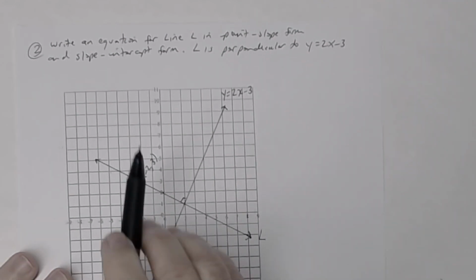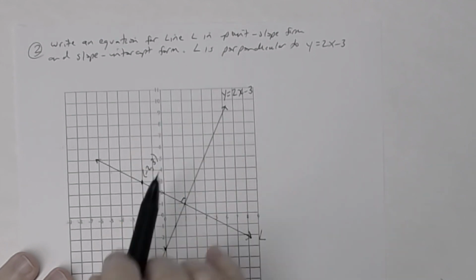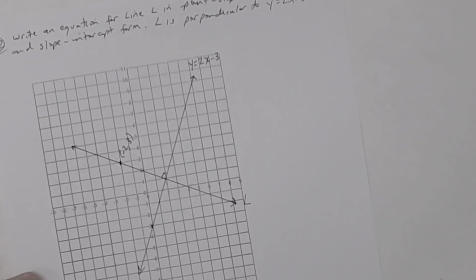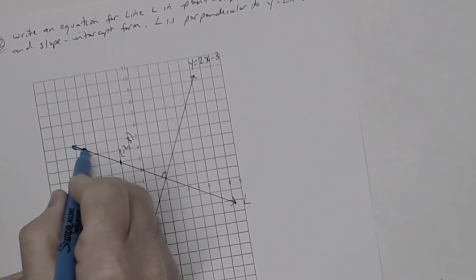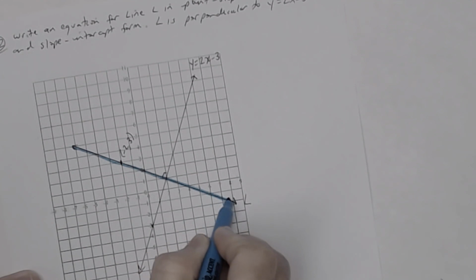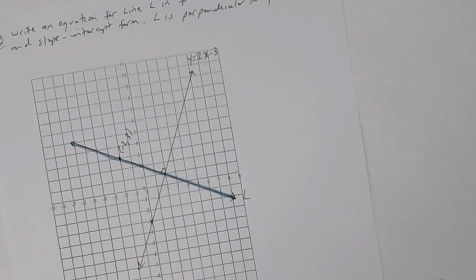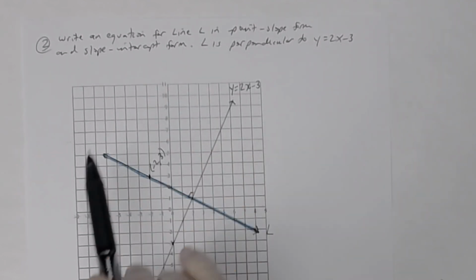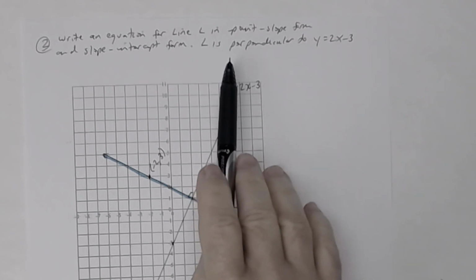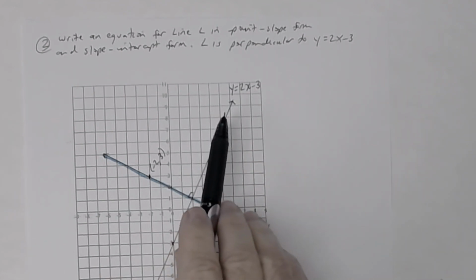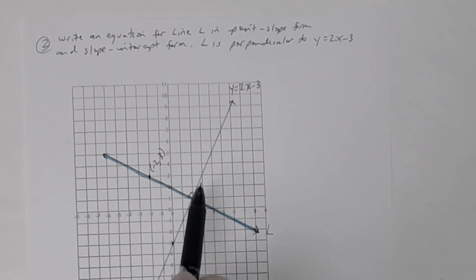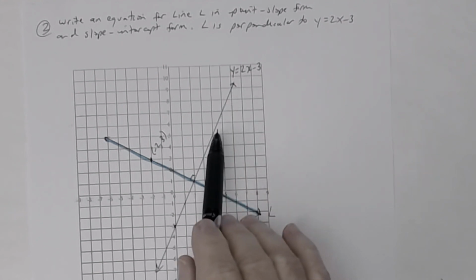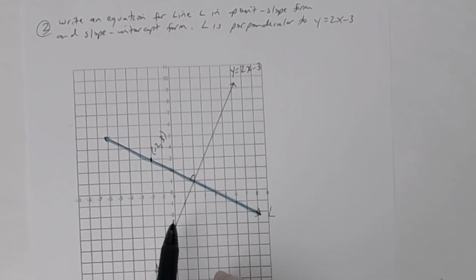Now you want to find the equation for line L, and this right here is line L. So I'm going to go ahead and highlight it. That's the line I want to find the equation of, right here. Again, you want to put it in point slope form and slope intercept form. And you're told that line L is perpendicular to this line right here that has equation y equals 2x minus 3. So there's the graph of that equation, y equals 2x minus 3.